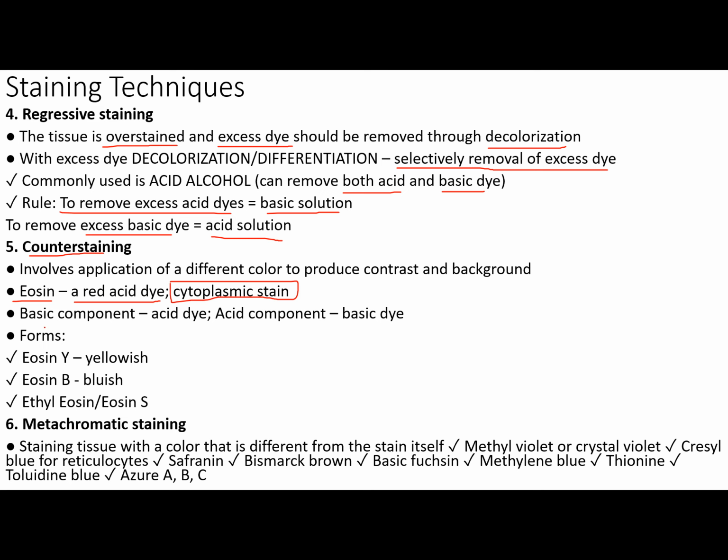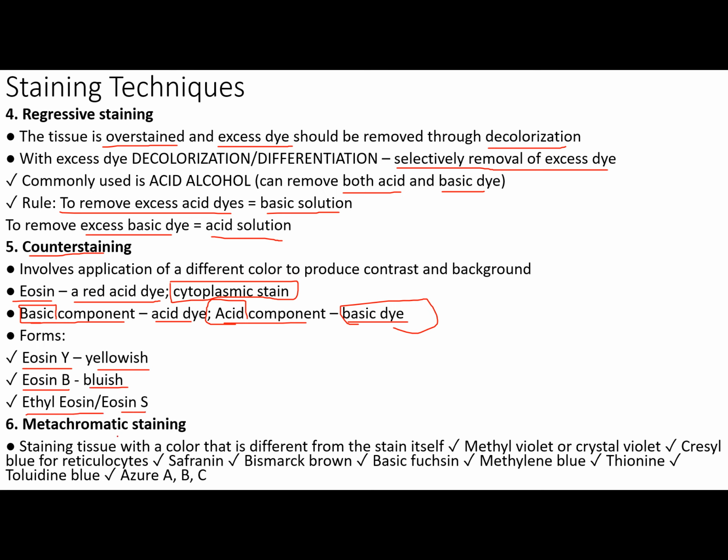While for a basic component, class, you would use an acid dye, and for an acid component you would use a basic dye. So if the component of a cell is basic or alkaline, the dye used should be acidic. But if the part of the cell is acidic, you have to use a basic dye. Forms of eosin are eosin Y, which would produce yellowish, eosin B, bluish, and ethyl eosin or eosin S.